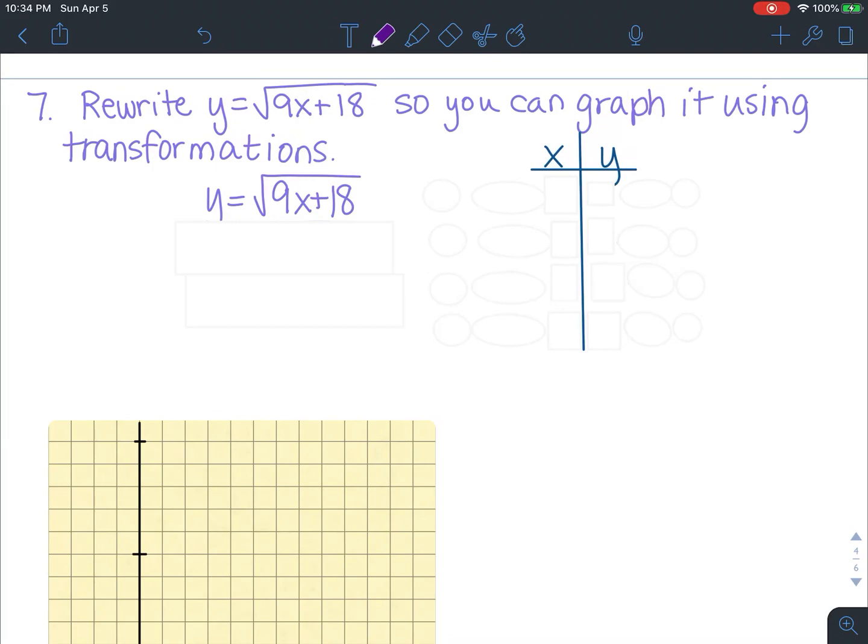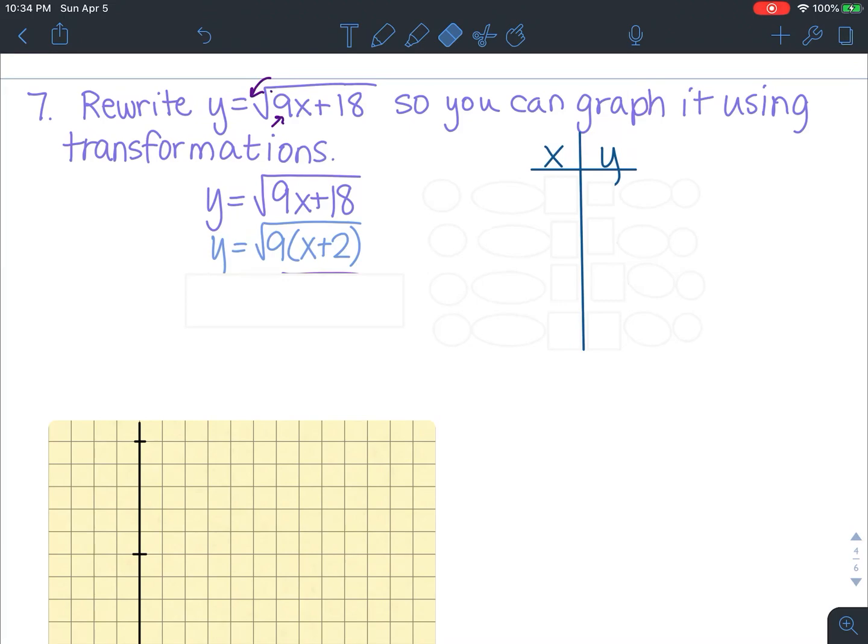Well, only kind of, sort of. So what we're going to do is rewrite this in such a way that this 9 is going to turn into a number that's on the outside. If I take this y equals square root of 9x plus 18, you can probably see that I can factor out a 9 and get 9 parentheses x plus 2, and all of that is underneath the square root.